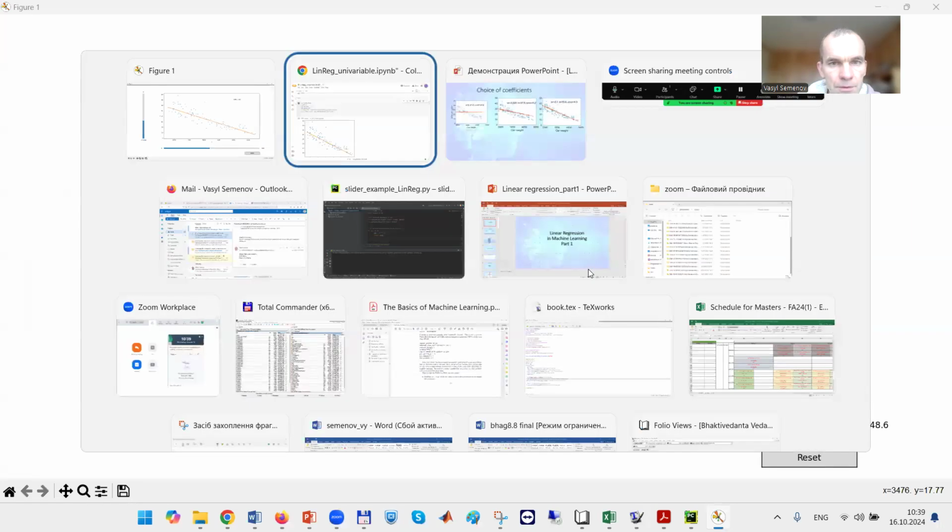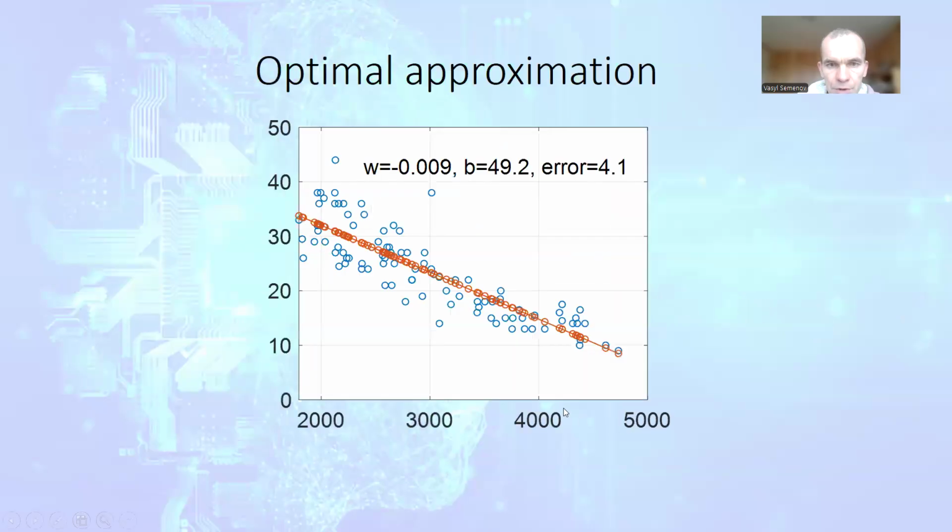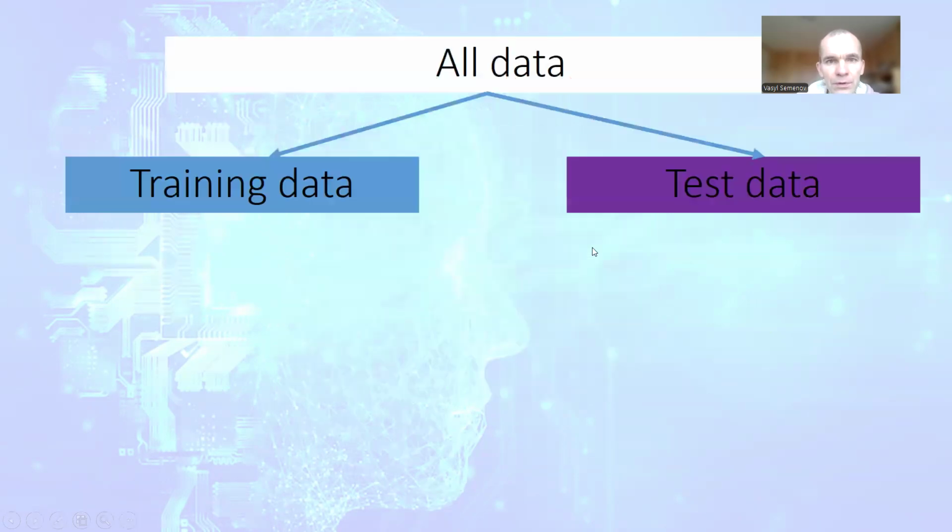So let us come back to our presentation. We want to find the optimal approximation, which would produce this error of 4.1. We can do it, of course, manually, but it could be quite difficult.